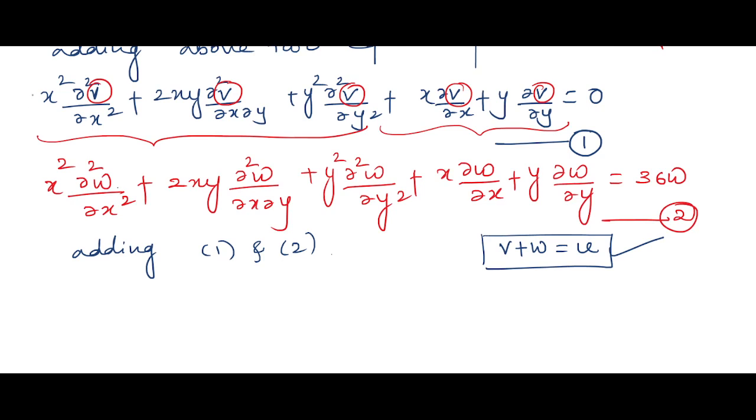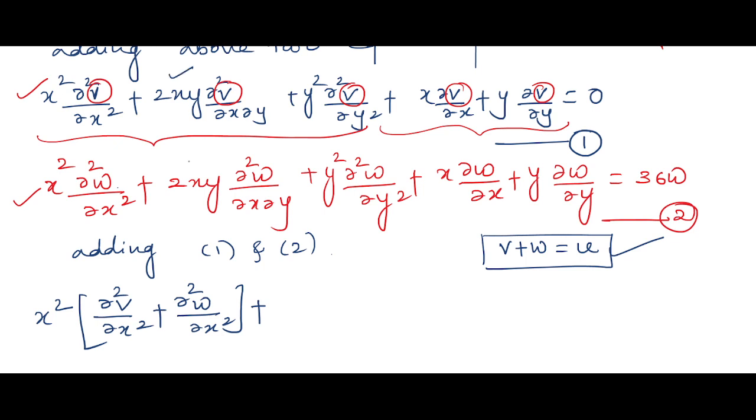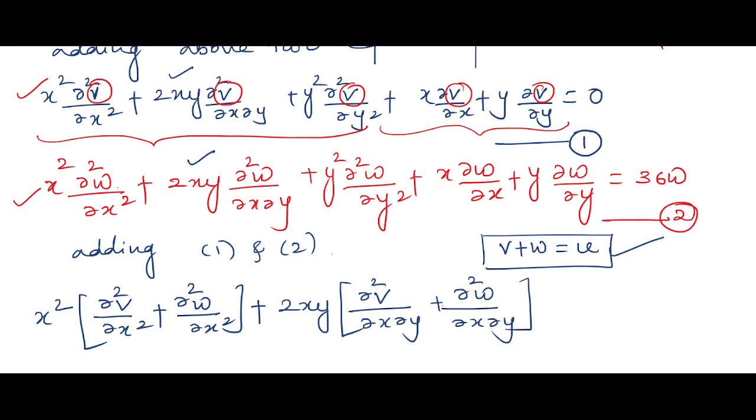So when we add the first term of equation 1 with the first term of equation 2, we can take x square common. From this term and from this term, we can take x square common. So it is left with ∂²v/∂x² plus ∂²w/∂x². Plus the second term, we can take 2xy common. So the remaining term is ∂²v/∂x∂y plus ∂²w/∂x∂y. This is the second term.